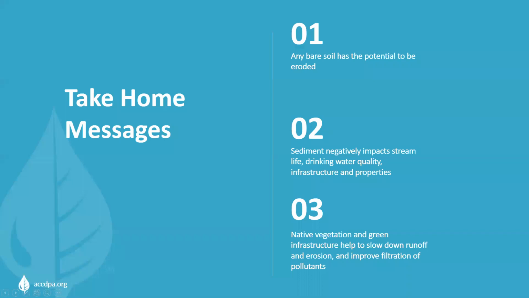Take-home messages. Any bare soil is a candidate for erosion. Sediment impacts many things, including life in the stream, drinking water quality, and infrastructure. Native vegetation and green infrastructure, like rain gardens and grassed swales, will help us to reduce sedimentation.